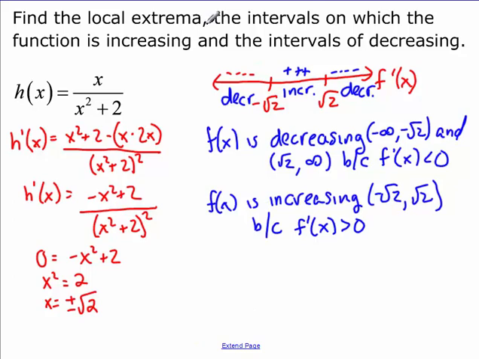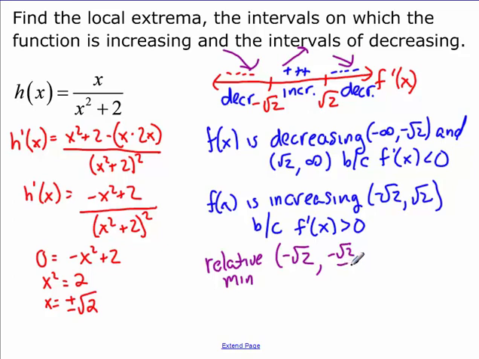Now again, let's look. Okay, our function was decreasing, then I changed to increasing, then I changed back to decreasing. So when I went from decreasing to increasing, that's going to be a relative min. So I have a relative min at -√2 when I plug that back into the original. We get a -√2 over 4 out of that.